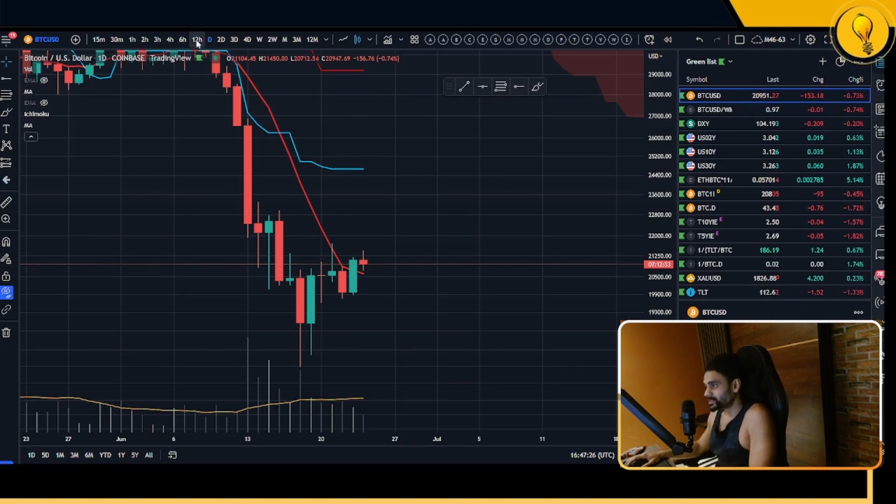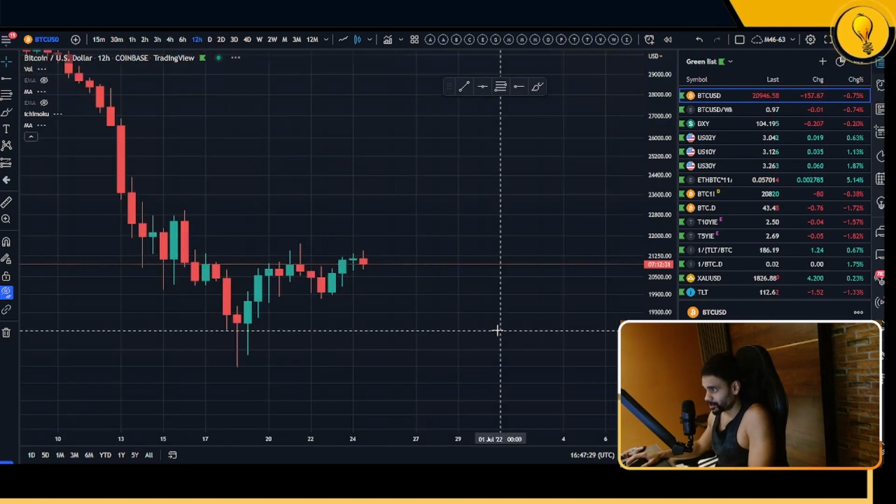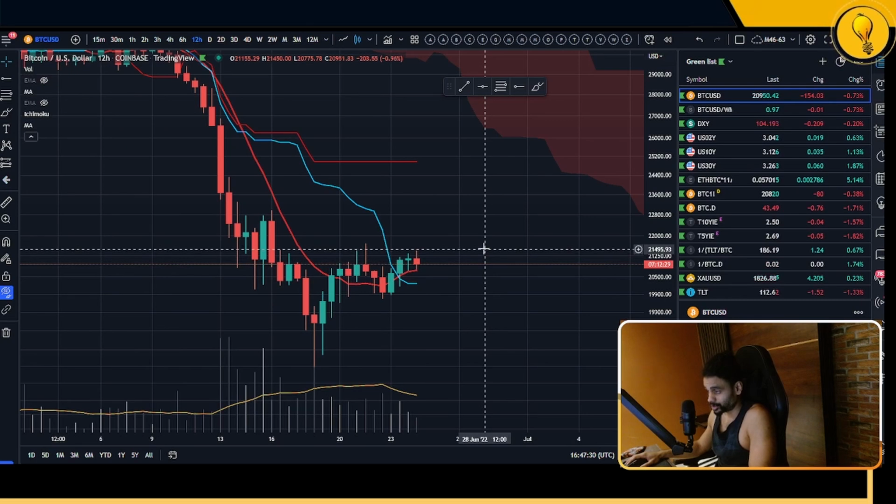Now, what's my trade idea? I'm actually looking to take partial profits on this one immediately, on the entire position, at the 21 EMA, right?